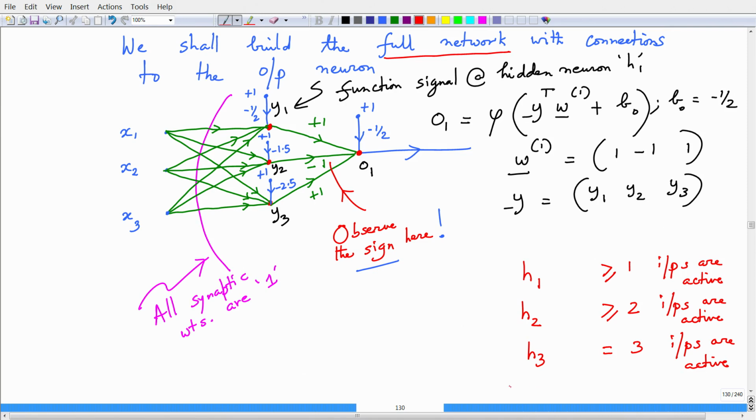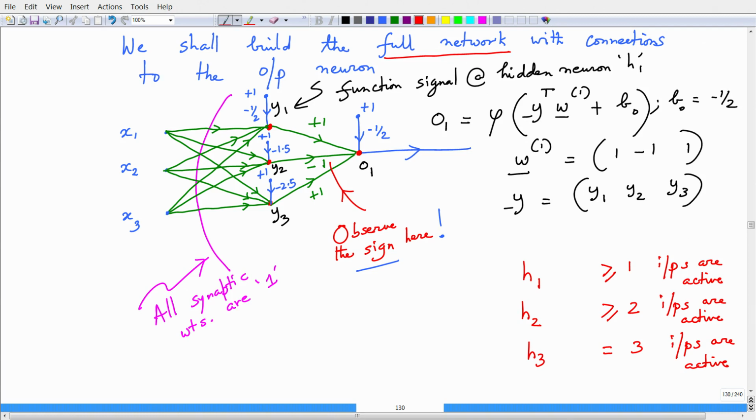So, if I want all the 3 inputs to be active, then what I have to do is balance out the functional signals that I have with the at least 1 and at least 2 cases. So, I put a negative sign to the synaptic weight that connects the hidden neuron H2 with the output. So, I have a synaptic weight which is -1, and then the synaptic weight is +1 for the hidden neuron H3 connecting the output neuron which is O1.